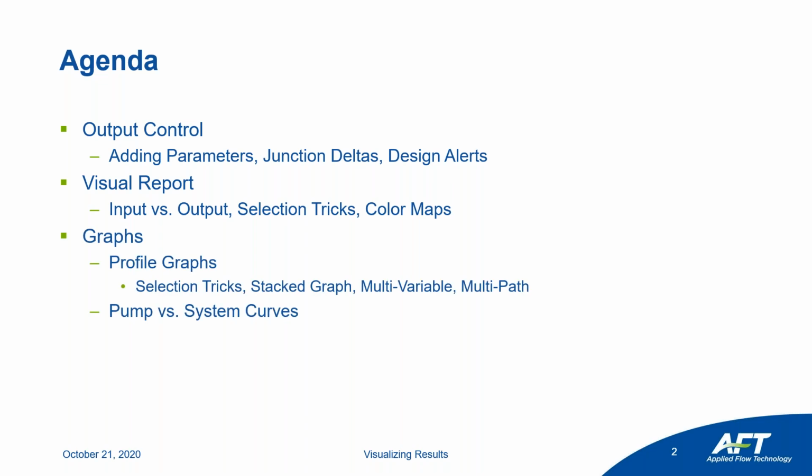This is really the feature that I take most advantage of as I'm doing support cases or if I'm working on models of my own. Really, there's two big categories. There's profile graphs, which shows how a parameter changes across a flow path. Hopefully you guys are all familiar. We have some other selection tricks that we'll go through to make selecting those flow paths a bit easier. We'll show a stacked graph, which you can show different variables on their own graph with a similar x-axis. So a good way to relate how different variables are changing along that same flow path.